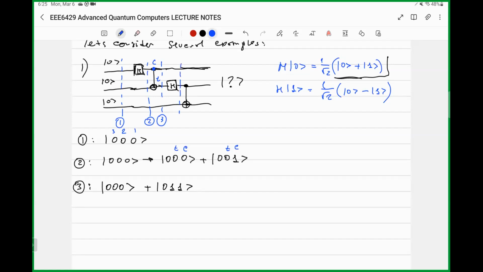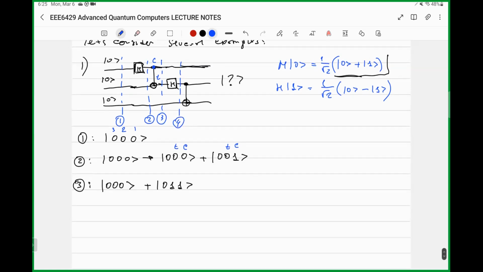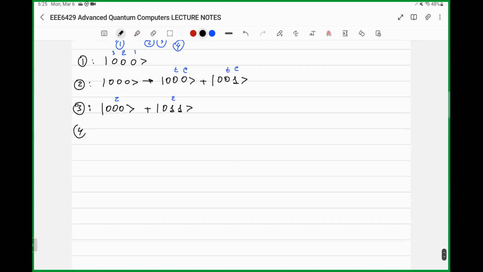So the next one, the state in stage 4. The state at stage 4 is the result of application of the Hadamard to the second gate. The second gate, this one, right? This 0 and 1. So the number 4 will be, as 0 is the input of the Hadamard gate, it creates the superposition of 0 and 1. So the first one will be 0, 0, 0, then plus 0, 1, 0.